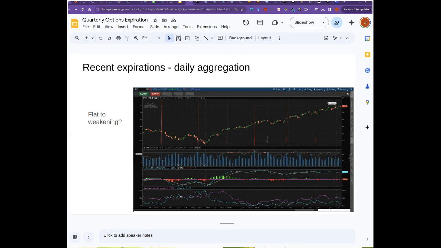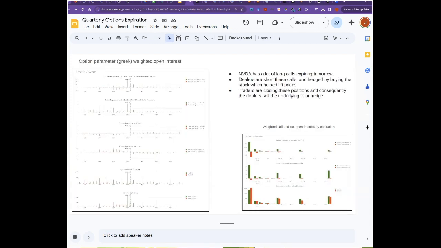And this is a recent time, so you see this flattening or weakening here. This is a monthly. Here's another one, flattening or weakening, flattening or weakening. And this is where we are right now. I want to go back and show one more thing, but I'll get back to that.